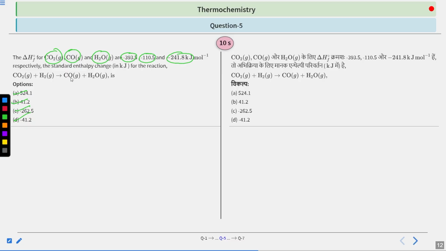So you have to find it for this equation, right? So you will simply use the equation which is delta H reaction is given as delta H formation of the product minus delta H formation of the reactant. But remember to multiply by the stoichiometric coefficient. Okay. So your 10 seconds to solve this question starts now.